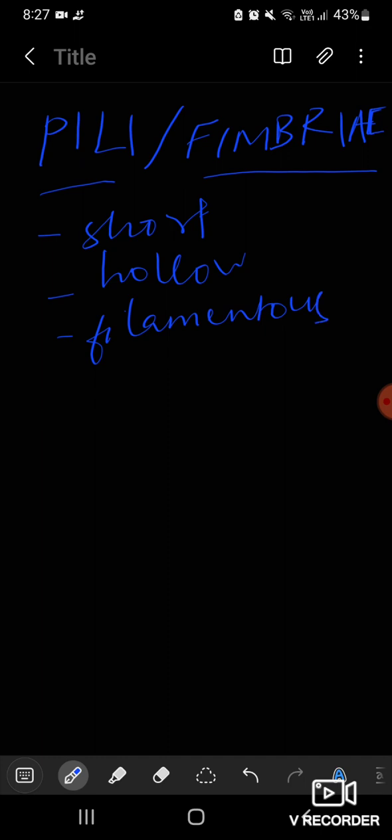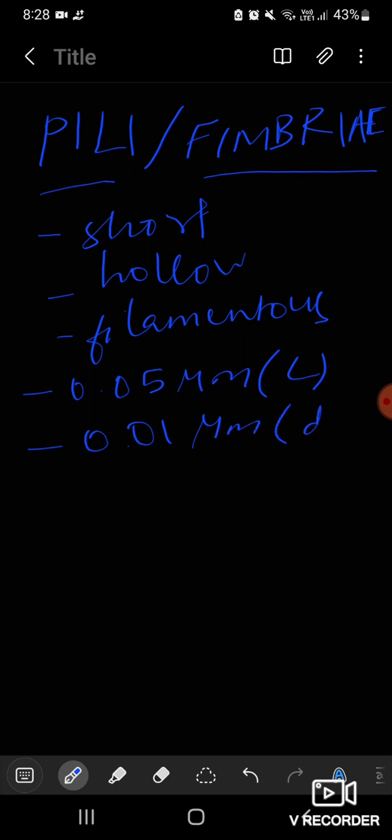So, these are short, hollow, and filamentous structures. So these are around 0.05 μm in length and 0.01 μm in diameter.